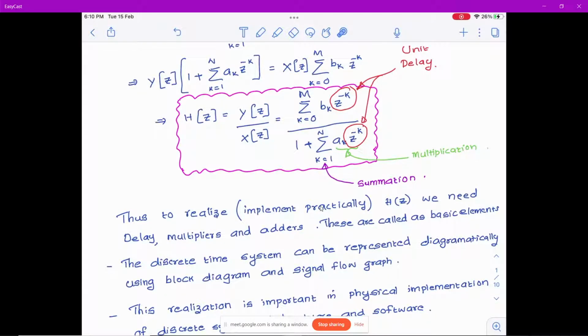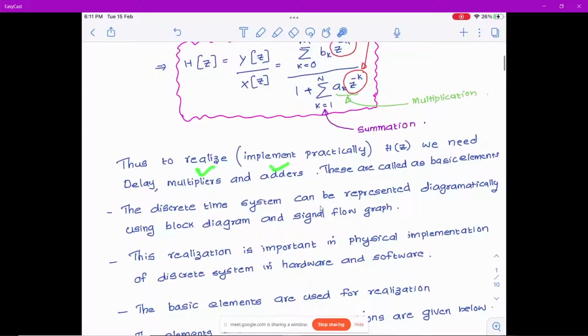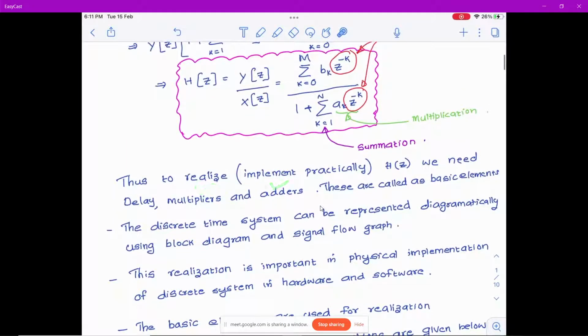Delay, multipliers, and adders. ഏത് തരത്തിലുള്ള ഡിജിറ്റൽ സിസ്റ്റം ഇംപ്ലിമെൻറ്റ് ചെയ്യാനും നിങ്ങൾക്ക് ഡിലേ വേണം, ഒരു ഡിലേ എലിമെൻറ്റ് വേണം. അതായത് ഒരു യൂണിറ്റ് ഡിലേ കൊടുക്കാൻ പറ്റുന്ന ഒരു ബ്ലോക്ക് വേണം, ഒരു മൾട്ടിപ്ലയർ വേണം, ആഡർ വേണം. So what we are going to do is, we are going to represent this H(z) in different ways. Digital filter പ്രാക്ടിക്കലി ഇംപ്ലിമെൻറ്റ് ചെയ്യുമ്പോൾ അതിൽ ഡയഗ്രമാറ്റിക്കലി നമുക്ക് എങ്ങനെ റെപ്രസെൻറ്റ് ചെയ്യാം, അതാണ് നമ്മൾ കാണാൻ പോകുന്നത്.